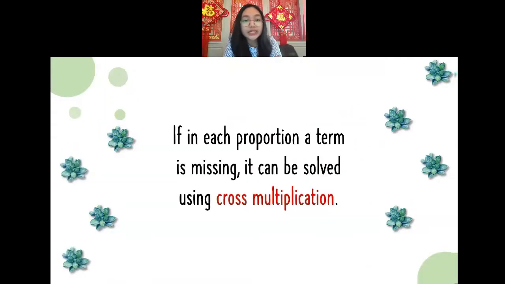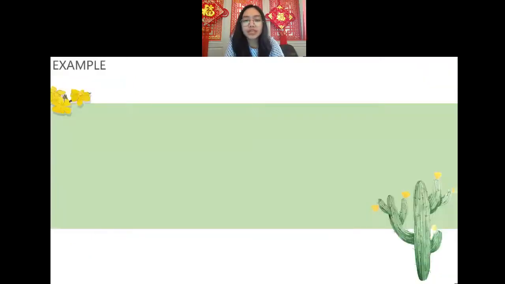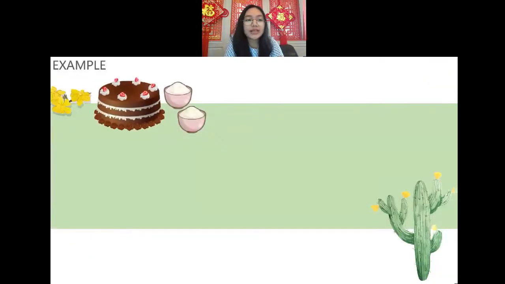Okay, now, in each proportion, a term is missing. Now, this time, some term is missing. It can be solved using cross multiplication. So I have here an example of a cake and a cup of flour. Now, let's just say I am the baker. So me as a baker will make a cake. In order to make one cake, I need 2 cups of flour.